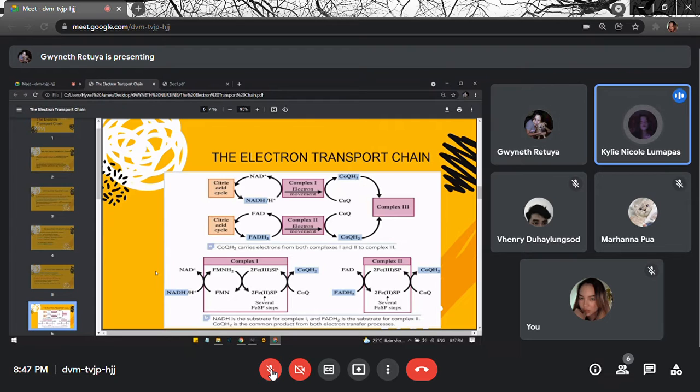electrochemical gradient. The intermembrane space is a compartment of very small volume since the outer and inner membranes are in very close proximity. Complex 1 may also play an important role in causing apoptosis and programmed cell death. So let's go back to the last slide.